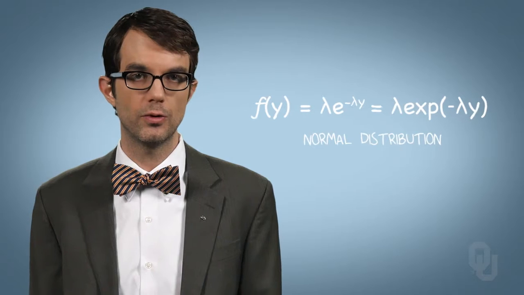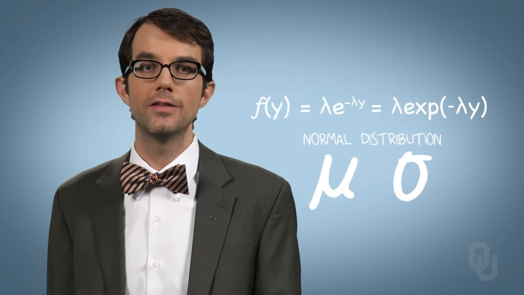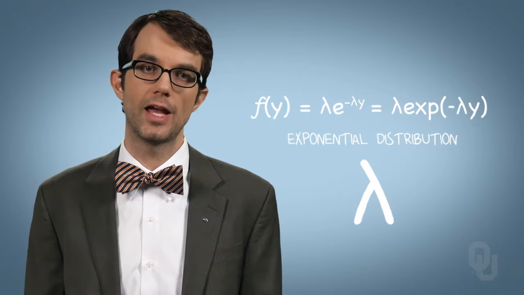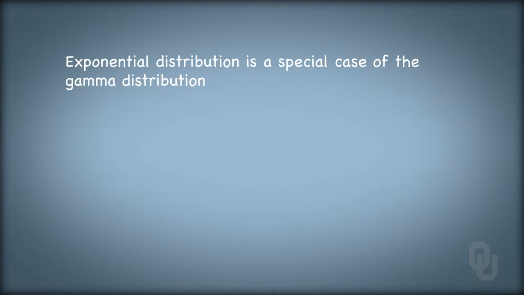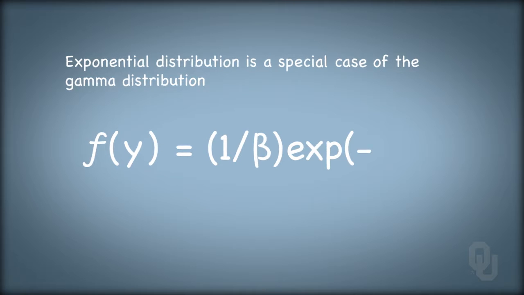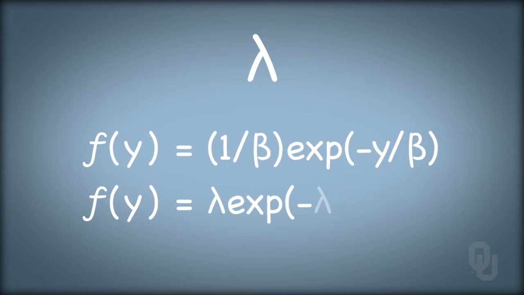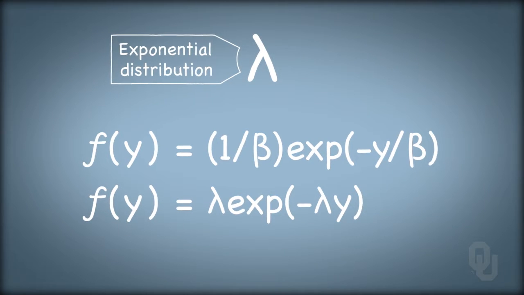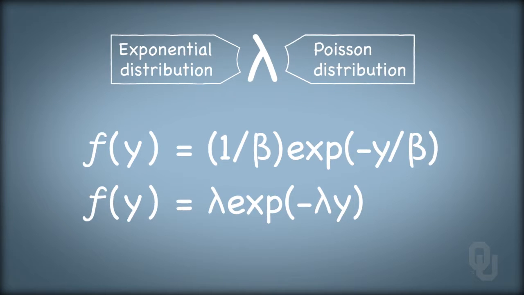Unlike the normal distribution, which had 2 parameters, mu and sigma, the exponential distribution only has 1 parameter, lambda, the rate of occurrence. The exponential distribution is a special case of the gamma distribution, and some textbooks refer to the rate of occurrence as 1 divided by beta, where beta is the mean length of the interval between occurrences. Therefore, 1 divided by beta would give the number of occurrences per interval. Some might find that thinking about the exponential distribution parameter as the average interval between occurrences is helpful, but I prefer to use rate lambda to show the similarities between the exponential distribution and its discrete cousin, the Poisson distribution.